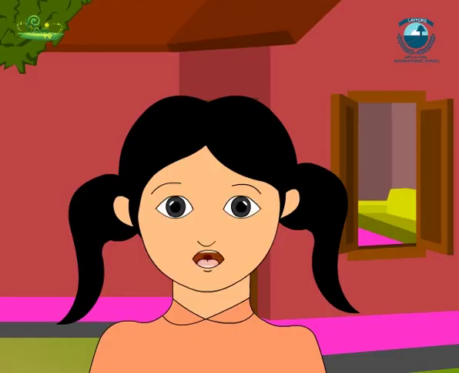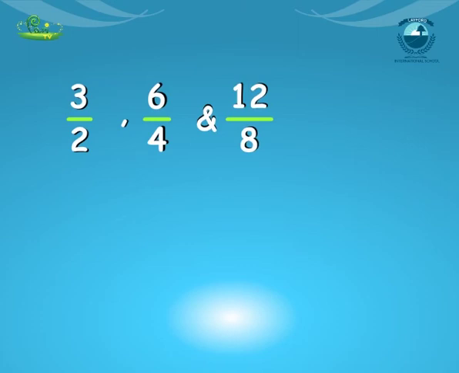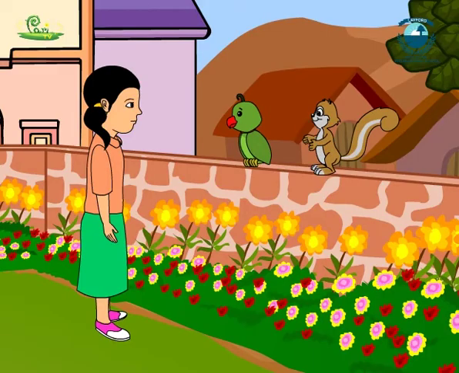Do you want to learn more about ratio? Then tell me, are the ratios 3 divided by 2, 6 divided by 4 and 12 divided by 8 same? No, they are all different. No, they are not different. They are called equivalent ratios. Equivalent ratios?